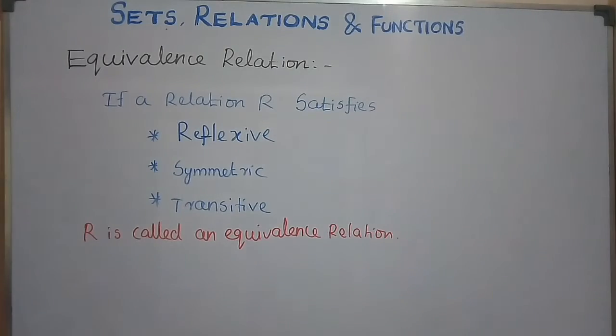Equivalence relation. If a relation R satisfies reflexive, symmetric and transitive, then this relation R is called an equivalence relation. See, the relation R must satisfy all the three properties. Then this R is called an equivalence relation.